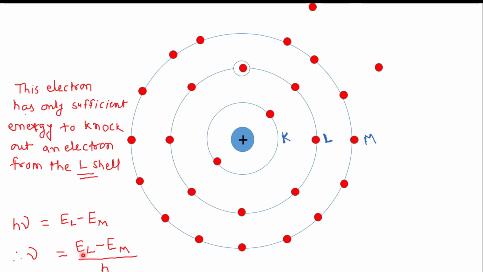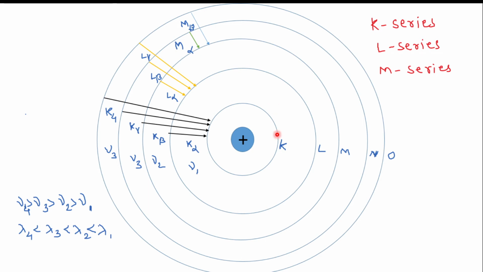So nu is equal to EL minus EM divided by h. Here a photon of X-rays is created, and in this way we can calculate the frequency. So this is the L shell, this is the M, this is the K shell, L shell, M shell, N shell, O shell.